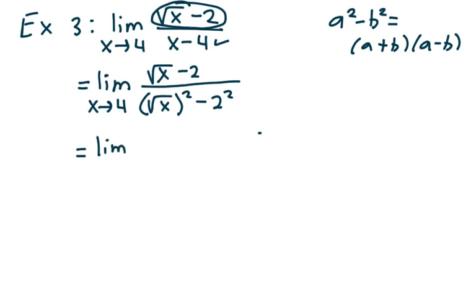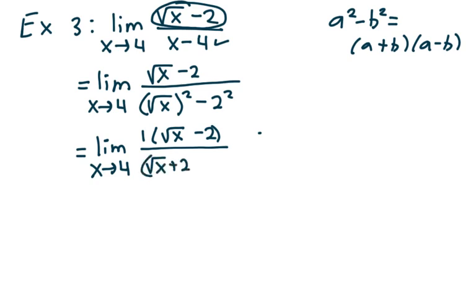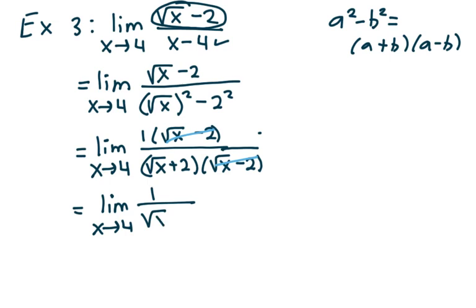And so this is the limit as x goes to 4 of 1 times square root of x minus 2 divided by square root of x plus 2 times square root of x minus 2. But if you notice, the square root of x minus 2's cancel, and this is the limit as x goes to 4 of 1 over the square root of x plus 2. And so I'm going to replace x with 4.